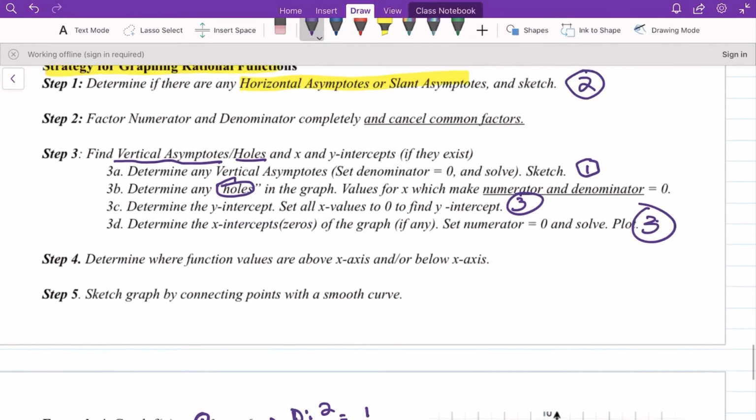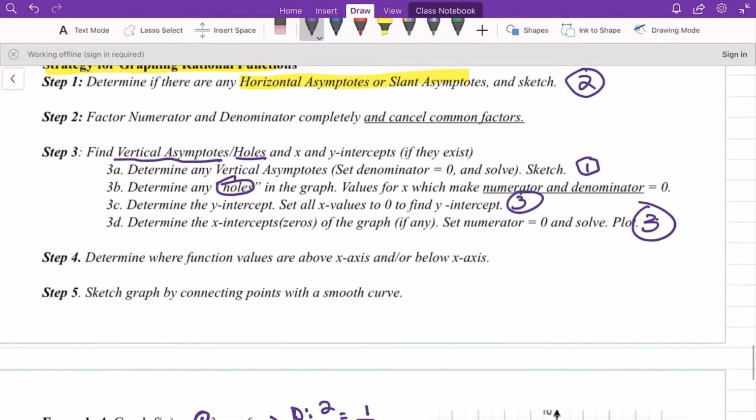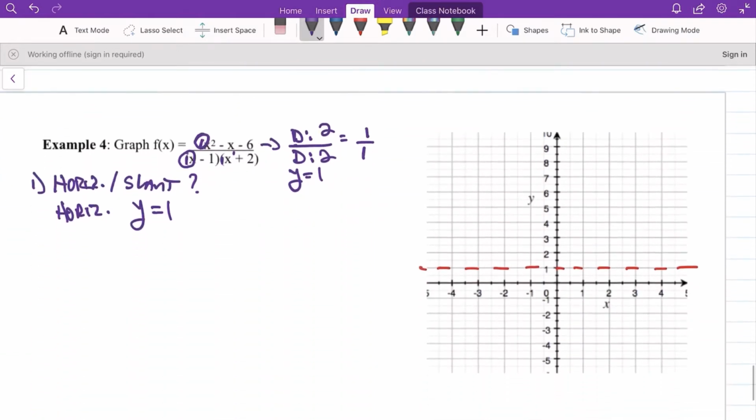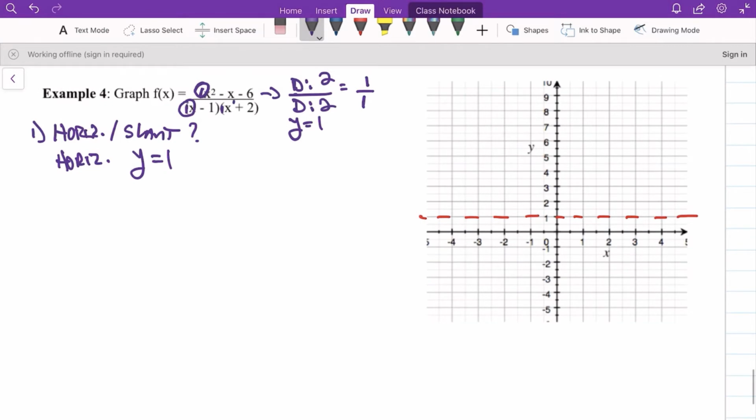If I scroll back up, step 2, as you can see, is going to be factor. So we're going to factor the numerator and denominator, and if possible, you can see it right here, we're going to cancel any common factors. All right, so let's go back to my function. Let's clean this up just a little bit so we can see this. All right, so step 2, I'm going to factor now. So here's my function.